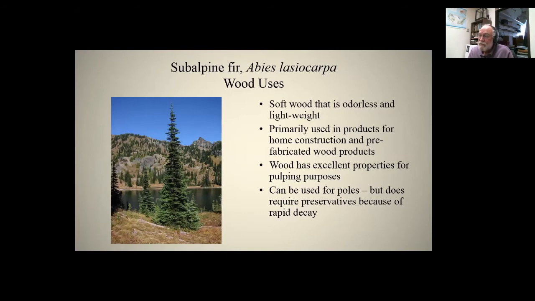And Fred was talking about phytophthora root rot. Subalpine fir is just a typical fir to me. It suffers from a lot of pest problems. We have a lot of pathogens that attack it and a lot of other insects that attack it.